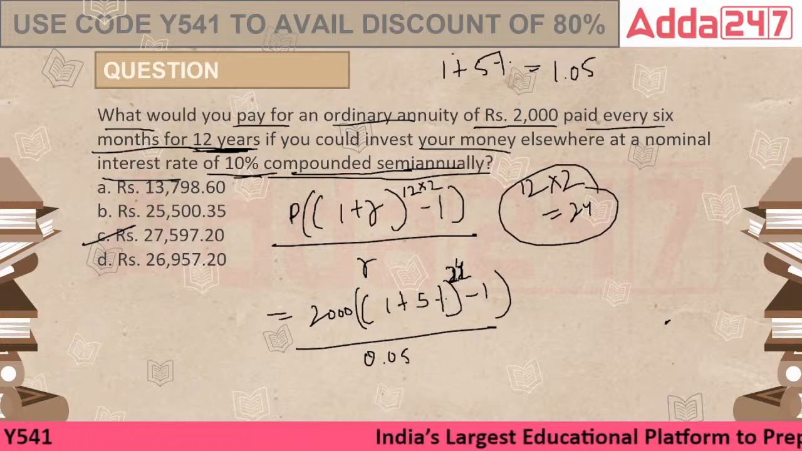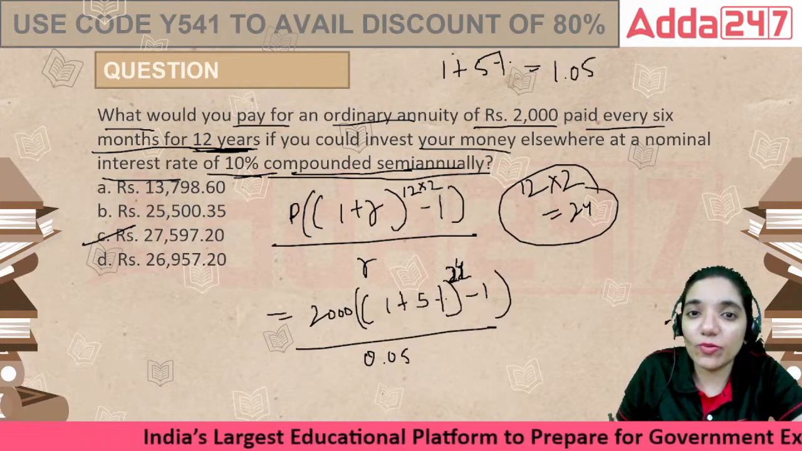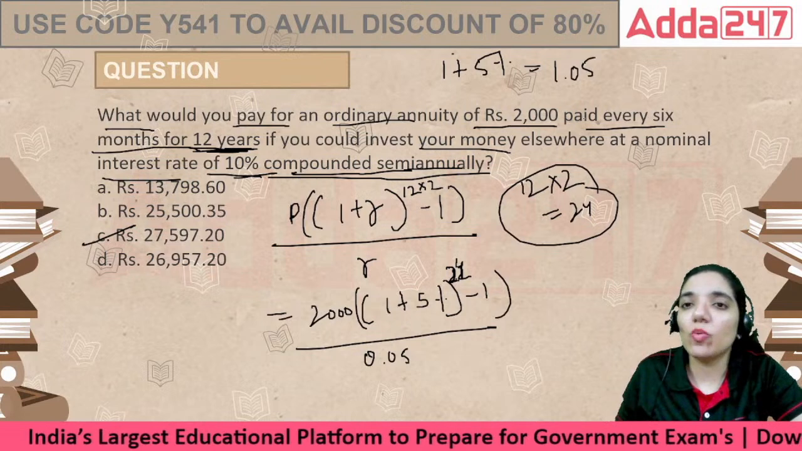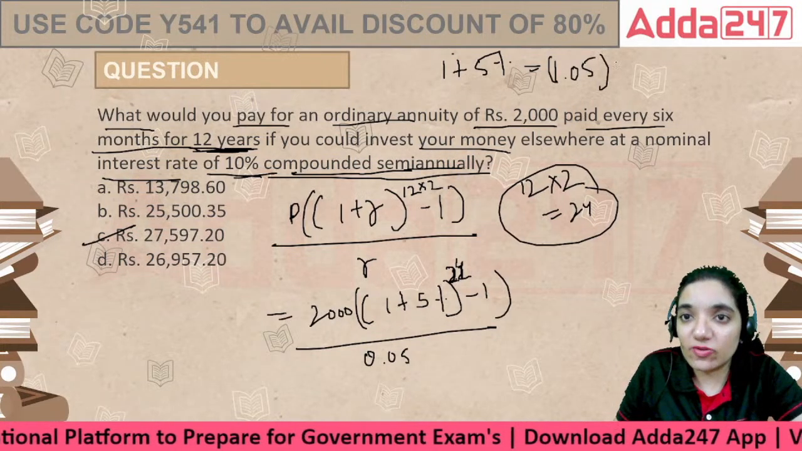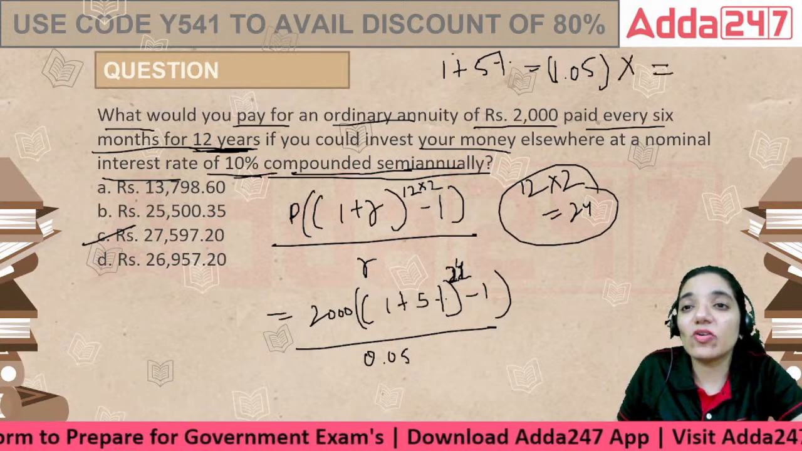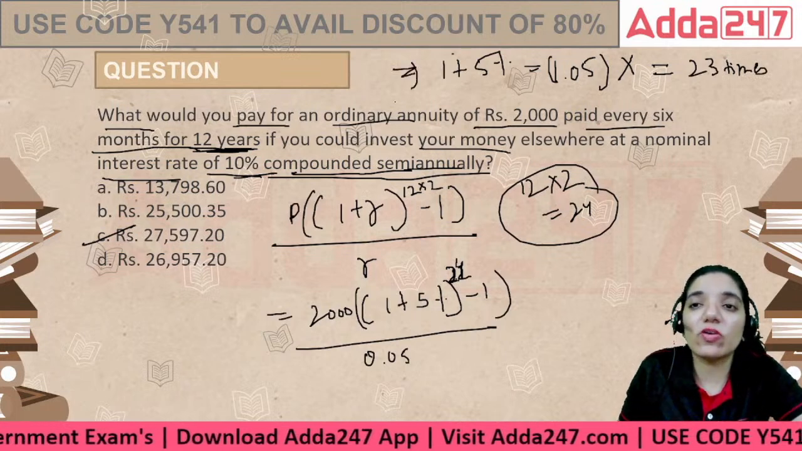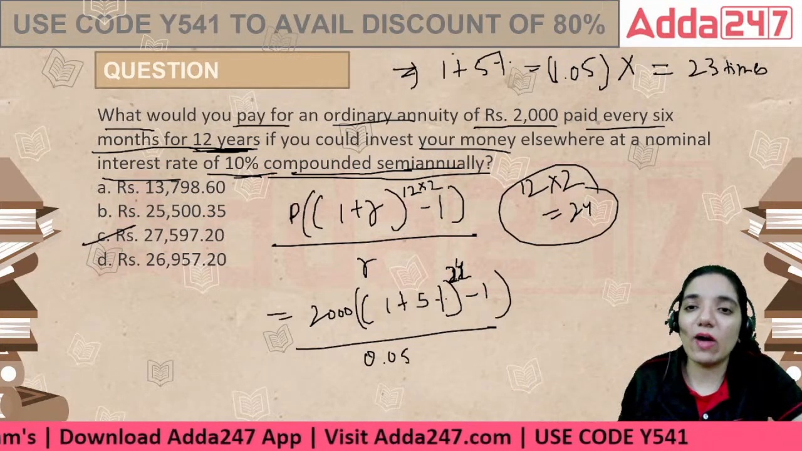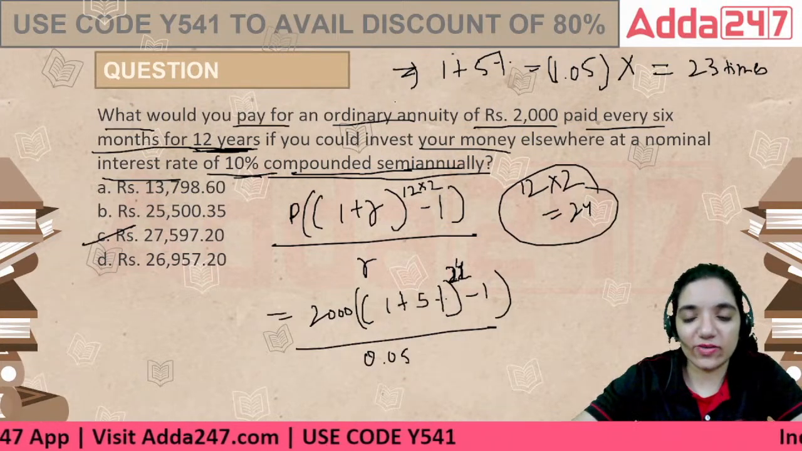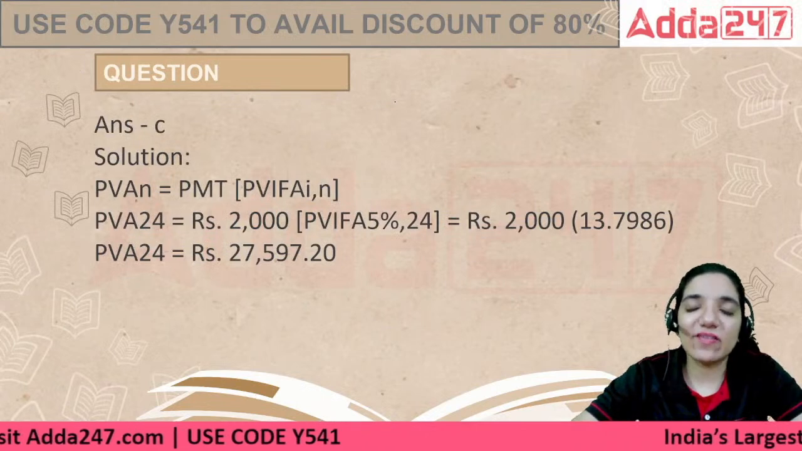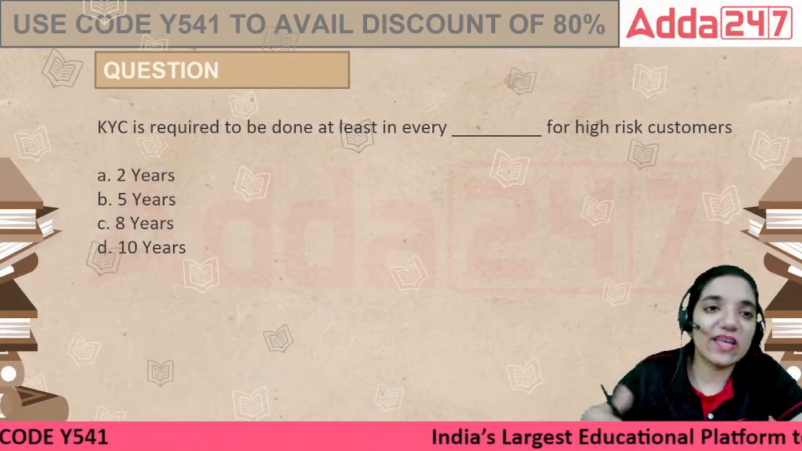Okay, I'm sorry. So now let's continue. When we are trying to find it, all you need to do is 1.05. Once you have got 1.05, click on multiply and click on equal to 23 times. This is what you can do on your calculator. This is the trick I've shown you, how to calculate this question using your calculators, right? So the correct answer would be 27,597.20.